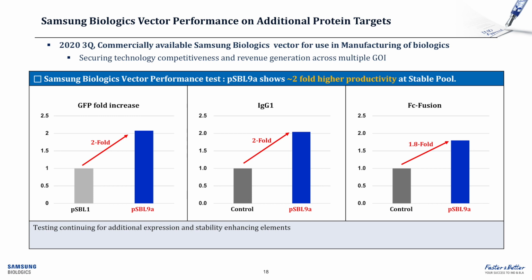The testing is continuing now, both with additional expression and stability enhancing elements, but as well as isolating individual single cells from these stable pools, yielding the twofold increase to confirm product quality and stability in the cell lines that were isolated using this new vector technology.